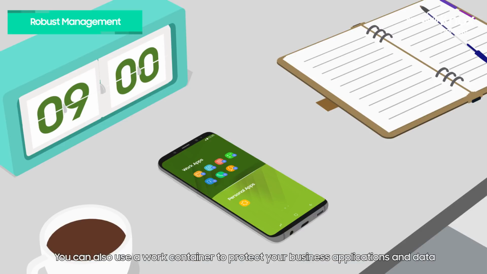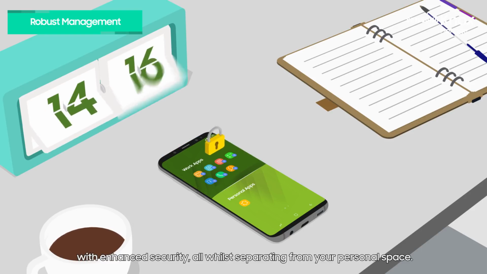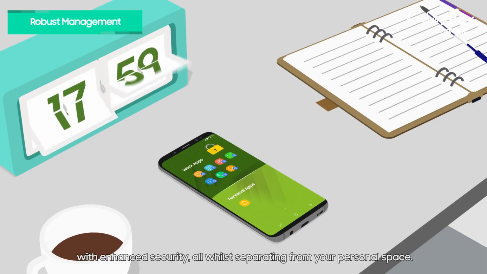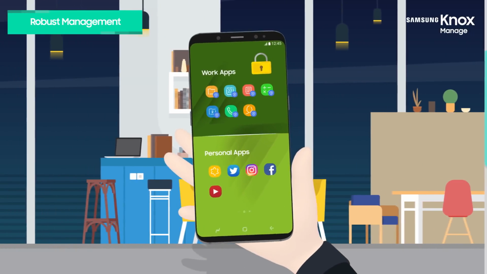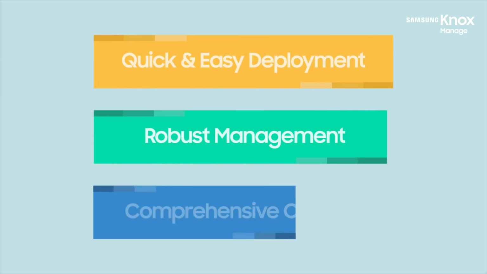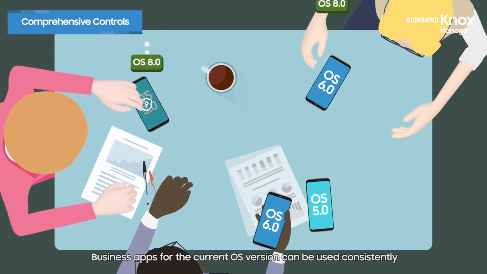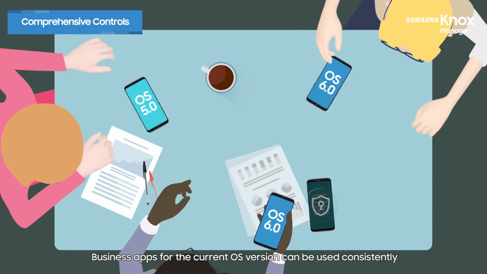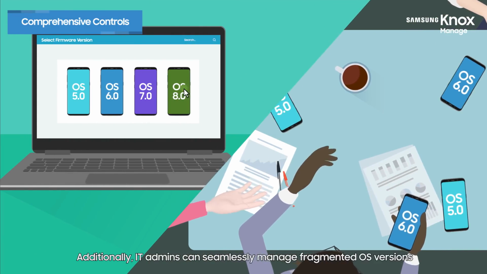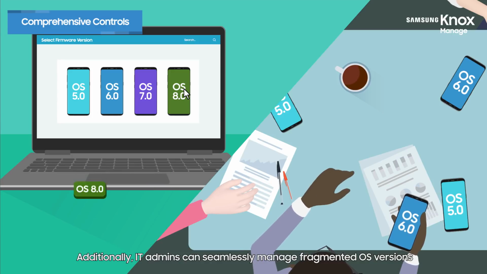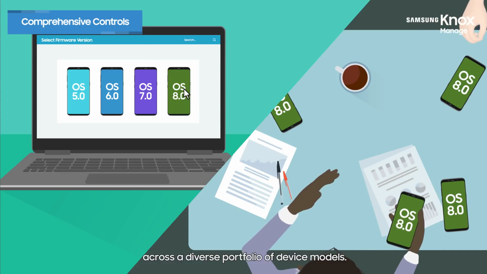You can also use a work container to protect your business applications and data with enhanced security, all while separating your personal space. Business apps for the current OS version can be used consistently through the Disable Software Update feature. Additionally, IT admins can seamlessly manage fragmented OS versions across a diverse portfolio of device models.